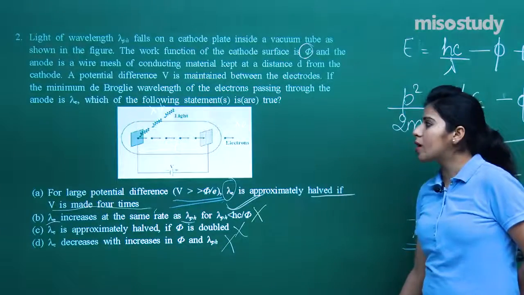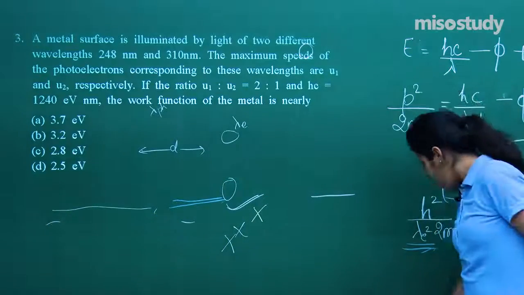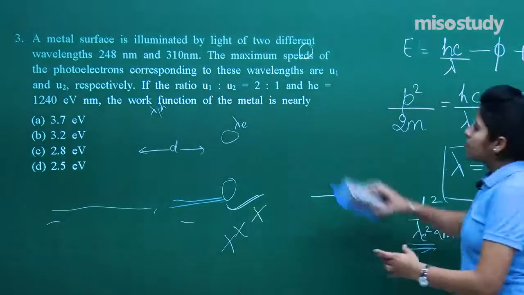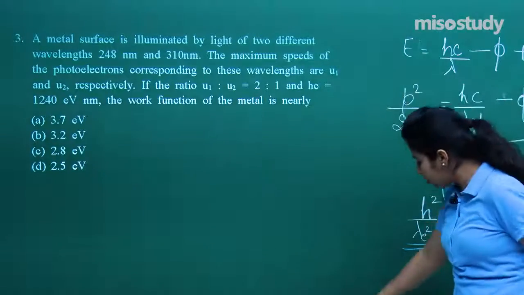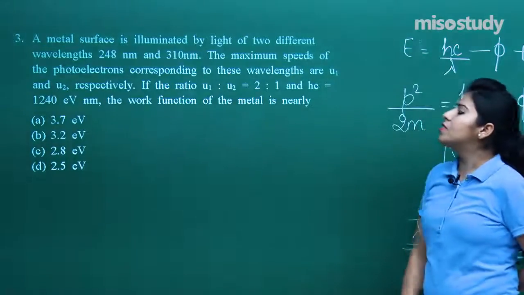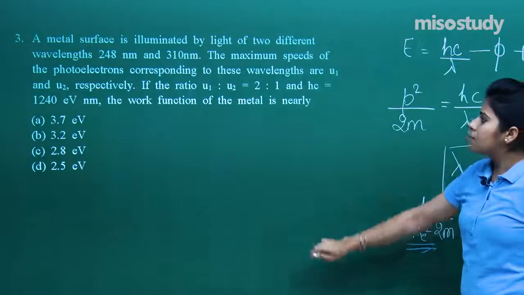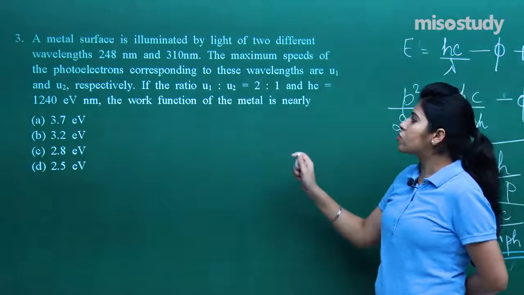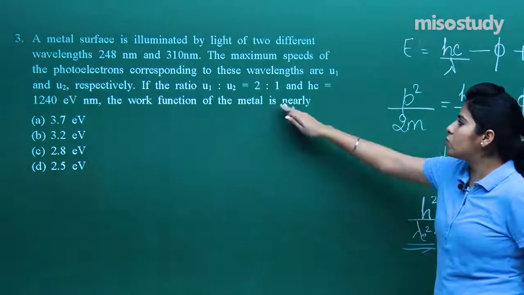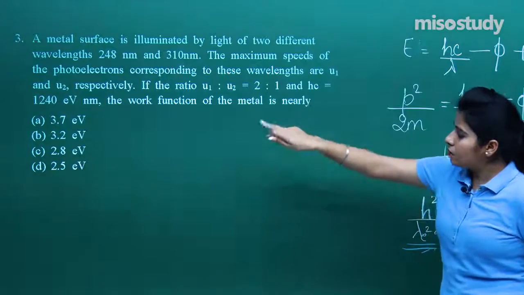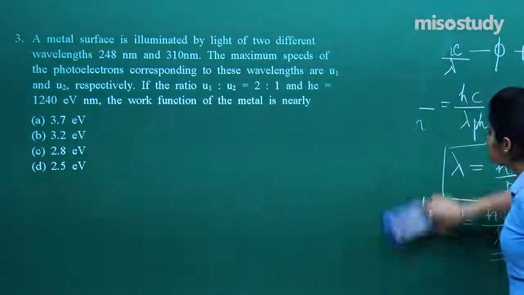Without wasting time, let us move towards the next question, question number 3. The question says that a metal surface is illuminated by light of two different wavelengths. The maximum speeds of the photoelectrons corresponding to these wavelengths are u1 and u2. If the ratio of u1 and u2 is 2:1 and the value of hc has been given, we have to find the work function. This is a very simple question.